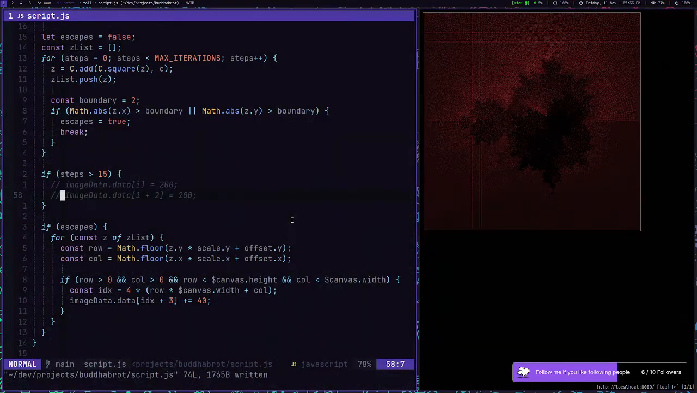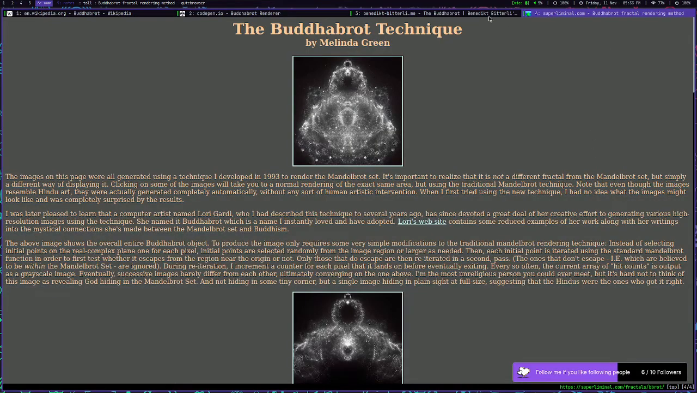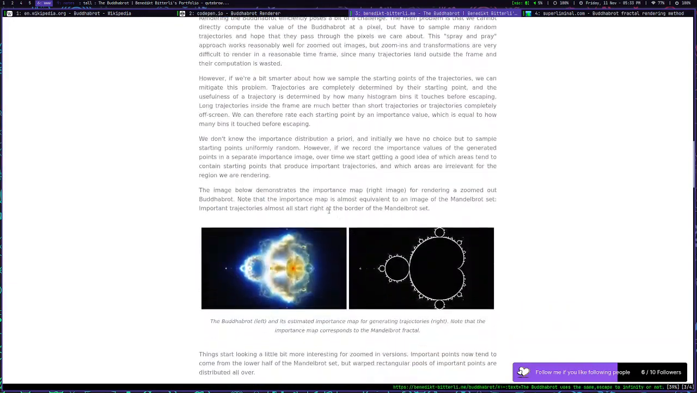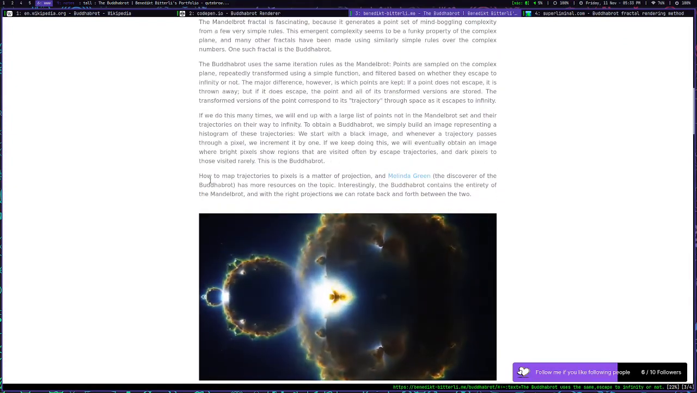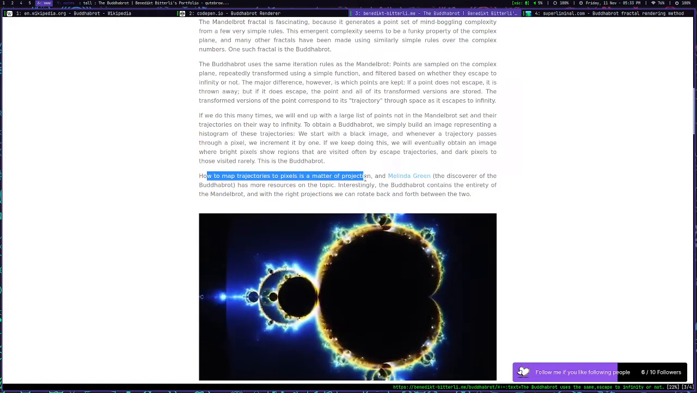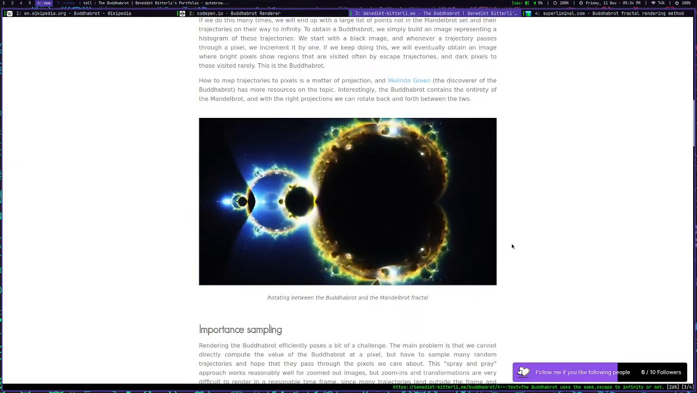This is where we were the last time, so let's pick it up. This is nowhere near what we want actually. This is a bit too skewed because we've got the Mandelbrot basic shape, and then we have these refractions, or I don't know what it's called. I think there's a name for it. I mean, Buddhabrot is the name for the whole thing, but how to map trajectories to pixels is a matter of projection. So we have some projections of it here.